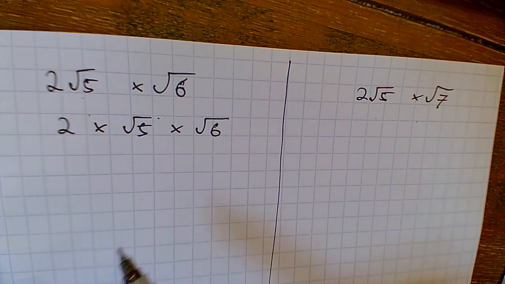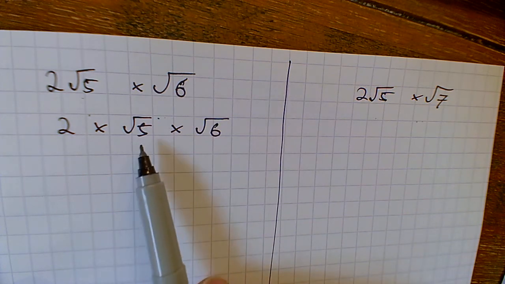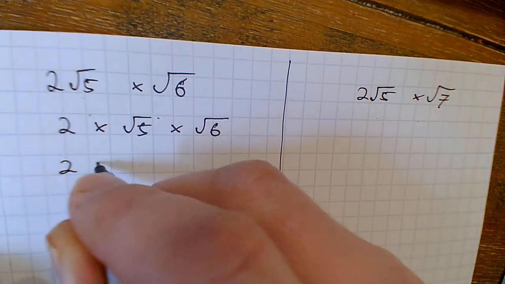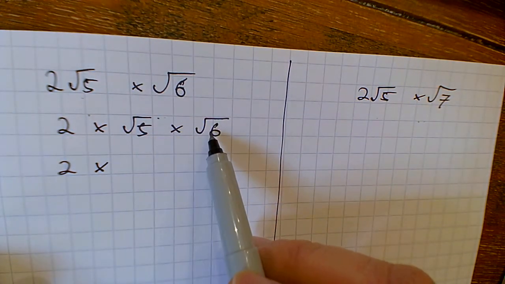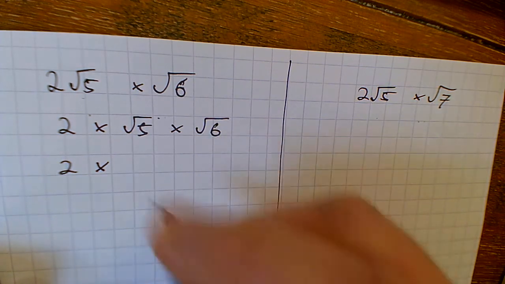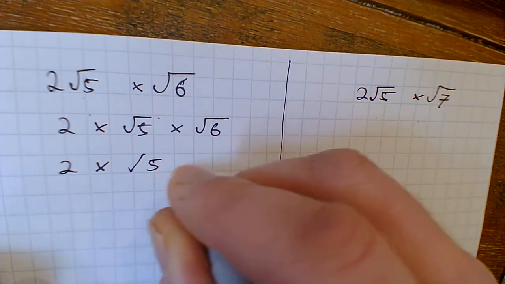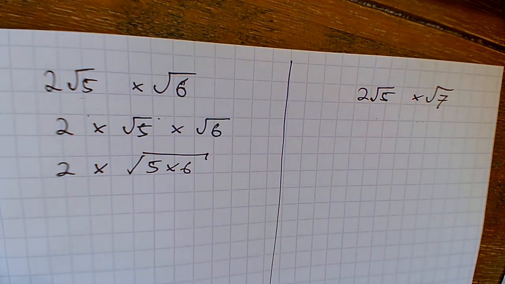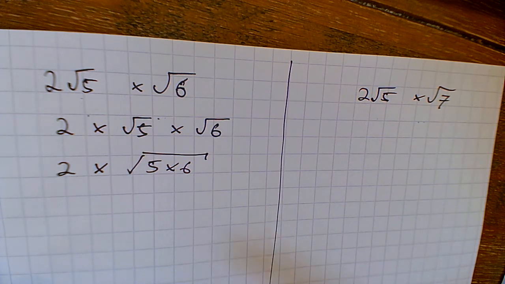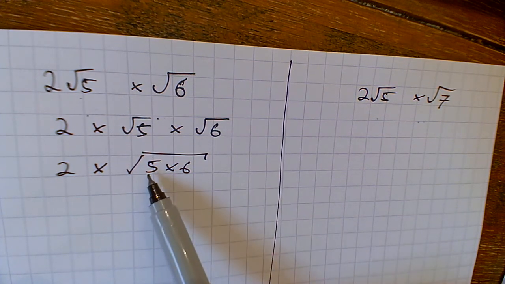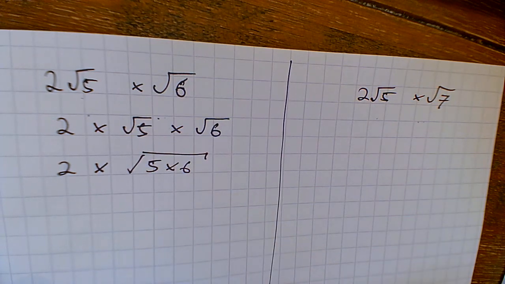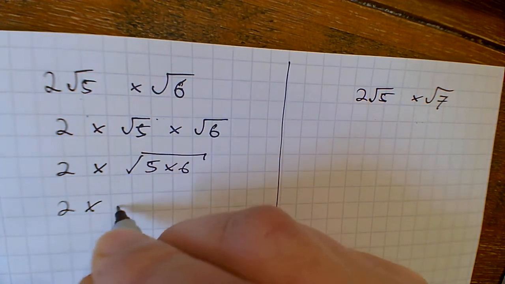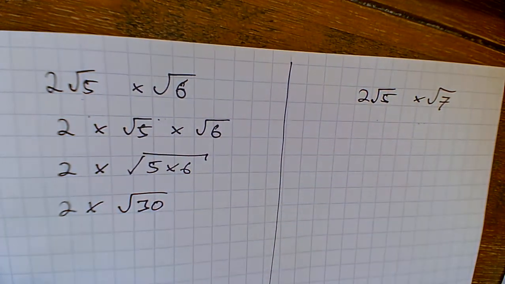Now, you can do multiplication in whatever order you want. Here, it's easier to deal with these square roots first. So I'm going to ignore that 2 and just rewrite it. But root 5 multiplied by root 6 can be written as the square root of 5 times 6. So this is doing backwards what we did when we were simplifying surds. If I had the square root of 30, I would have written it as the square root of 5 times 6. 5 times 6 is 30, as I have alluded to. So that gives me 2 multiplied by the square root of 30.